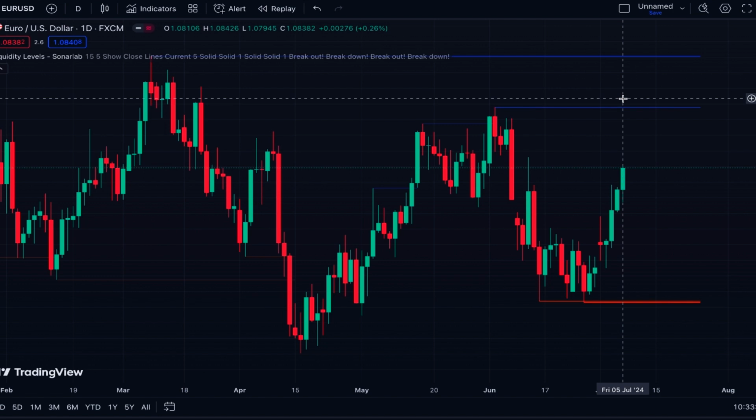They entered a short position and their stop loss order is a buy order, so there are lots of buy orders already placed in this area. That's why it is called buy side liquidity. It means that in this area we already have liquidity for buy orders.